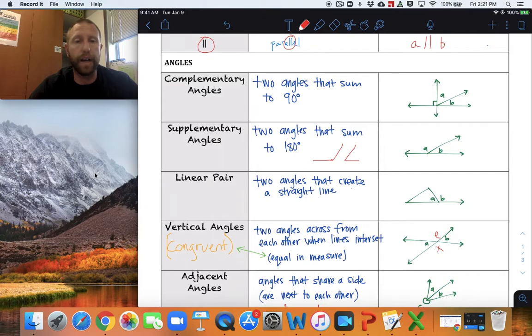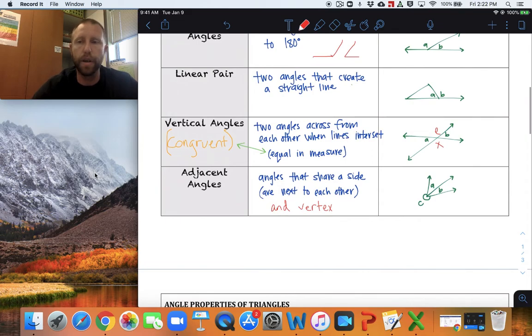All right, a linear pair is two angles that create a straight line. We also know that if they're going to create a straight line, based off what I just said for supplementary, that they're going to add up to 180 degrees. That would mean that they are also supplementary. So there's an example of that.